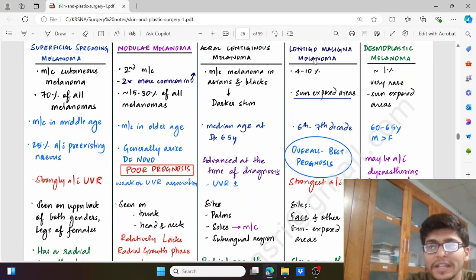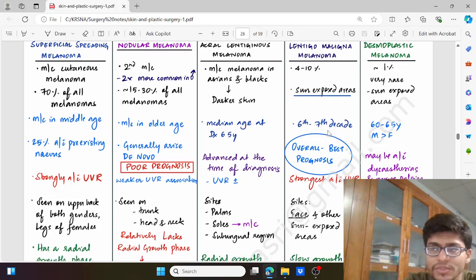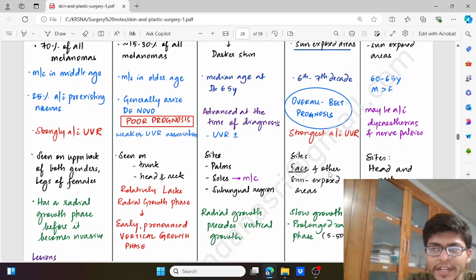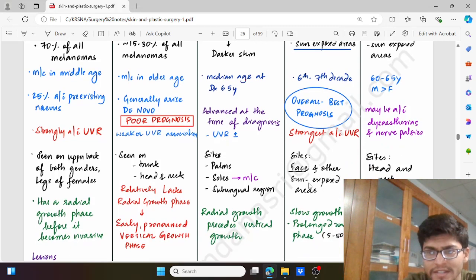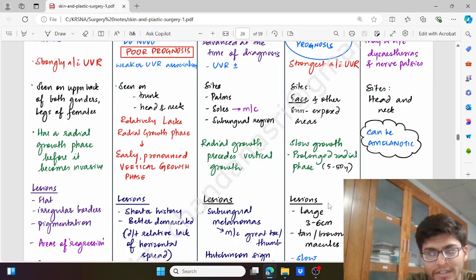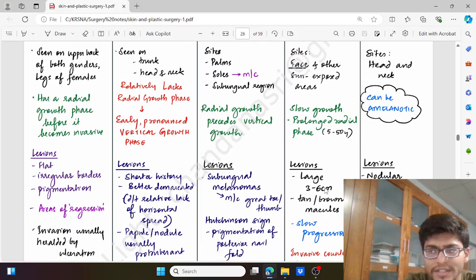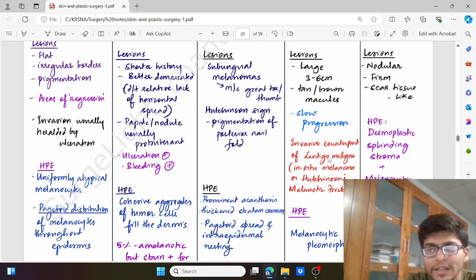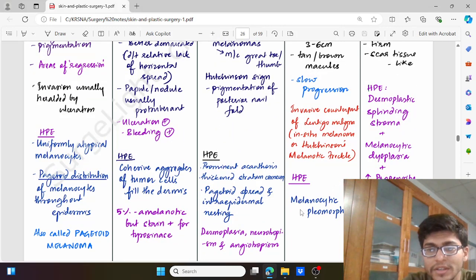Now lentigo maligna melanoma, that is 4 to 10%, in sun exposed areas, old age, that is 6 to 7th decade. Overall best prognosis, strongest association with UV radiation. Site is face and other sun exposed areas. Slow growing, prolonged radial phase, that is 5 to 50 years. Lesions are large, 3 to 6 centimeter, tan brown macules, slow progression. Invasive counterpart of lentigo maligna, in situ melanoma or Hutchinson melanotic freckle, and histopathology will have melanocytic pleomorphism.